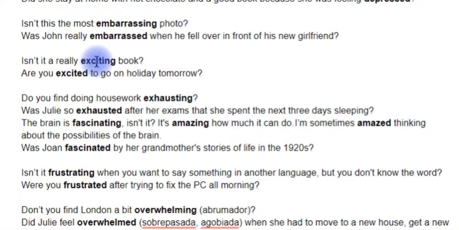Isn't it a really exciting book? Are you excited to go on holiday tomorrow? Yes, I'm very excited to go on holiday tomorrow. Do you find doing housework exhausting? Was Julie so exhausted after her exams that she spent the next 3 days sleeping?